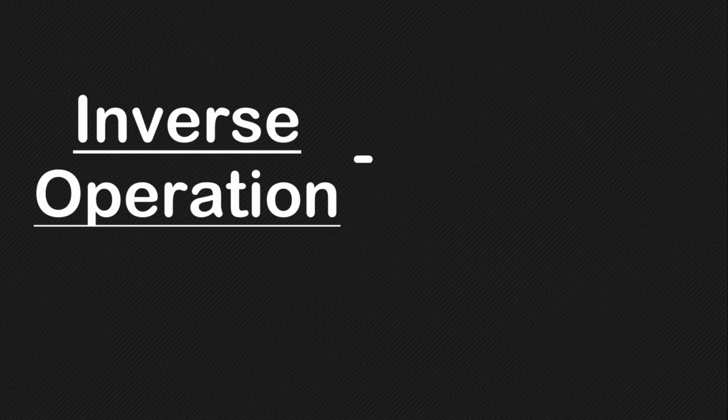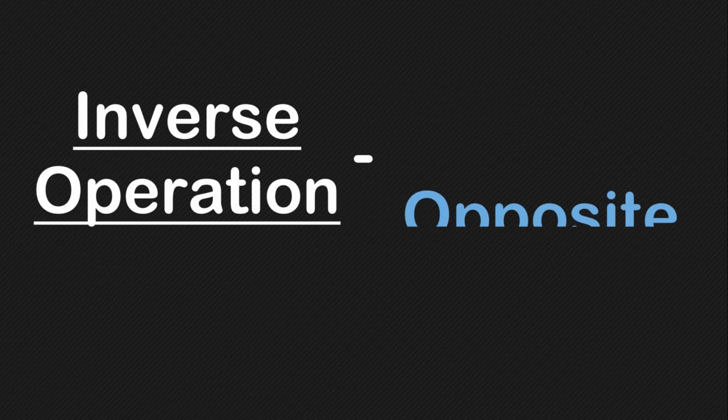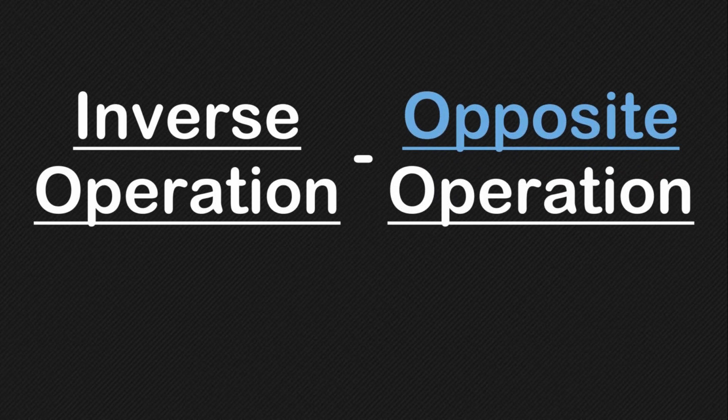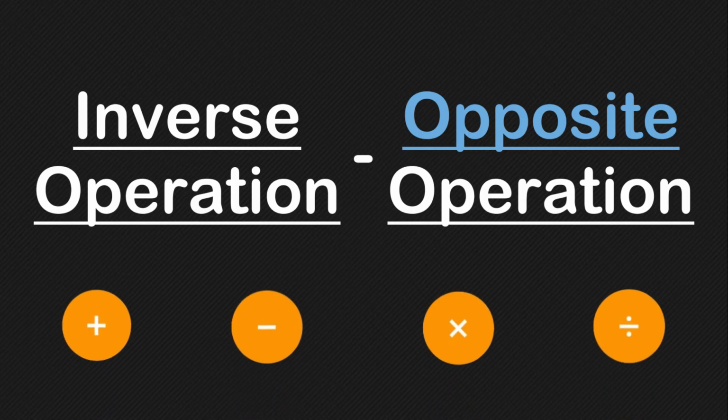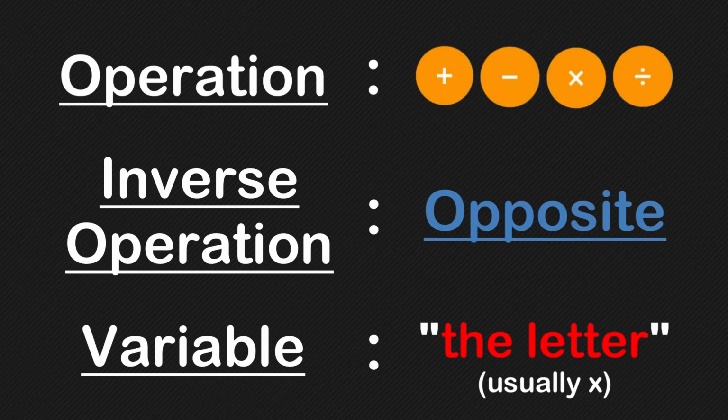The second thing you're going to need to know is an inverse operation. Now, inverse operation just means opposite operation. You first want to remember that an operation would be something like adding, subtracting, multiplying, and dividing. And inverse just means opposite. Adding and subtracting are opposites, and multiplying and dividing are opposites. So those are the three things you're going to want to know. What is an operation? What is an inverse operation? And what is a variable?